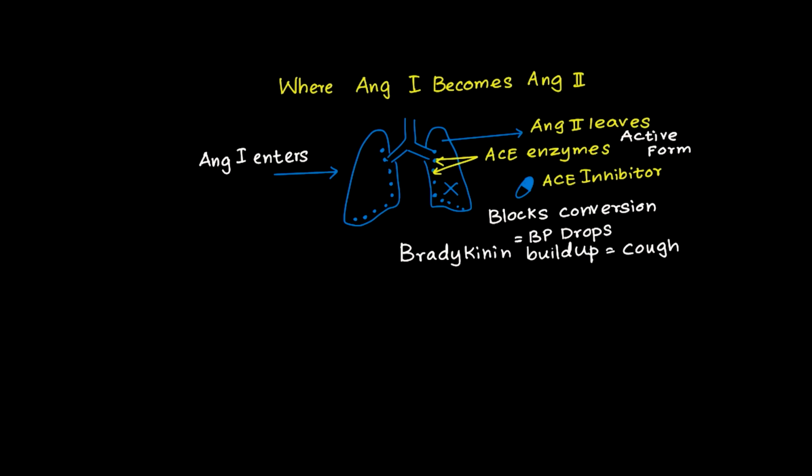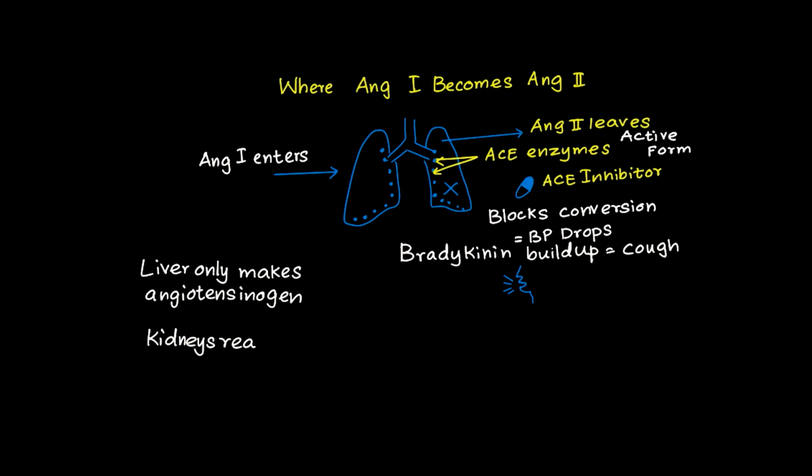Option A is wrong, because the liver only makes the starting material, angiotensinogen, and never performs the angiotensin I to II step. Option C is wrong, because the kidneys released renin earlier and now act as a target of angiotensin II, but they do not handle this particular conversion. Option D is wrong, because the adrenal glands release aldosterone downstream after angiotensin II has already formed.